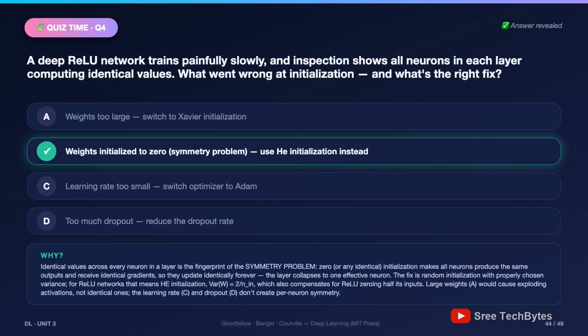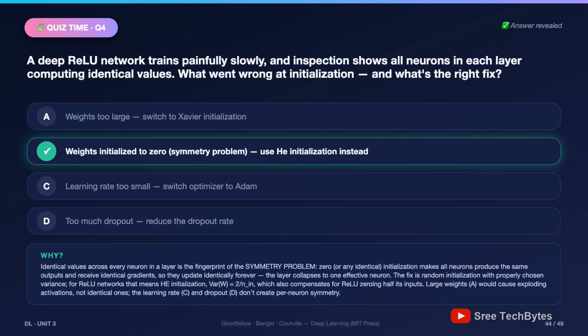And since this is a ReLU network, the right random recipe is He: variance 2 over fan-in, compensating for ReLU killing half the signal. The others don't produce clones. Overly large weights, option A, cause explosions, not symmetry. A small learning rate, option C, trains slowly but neurons still differ. Dropout, option D, adds randomness, the very opposite of identical.